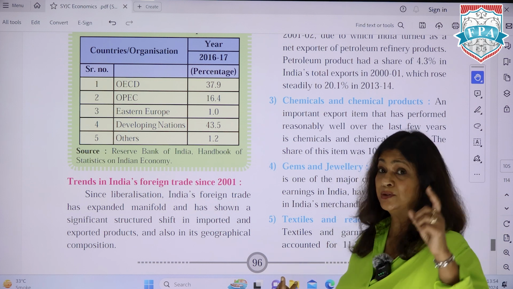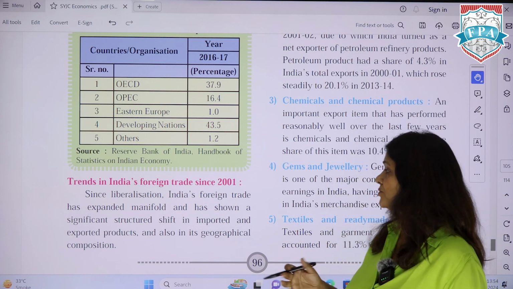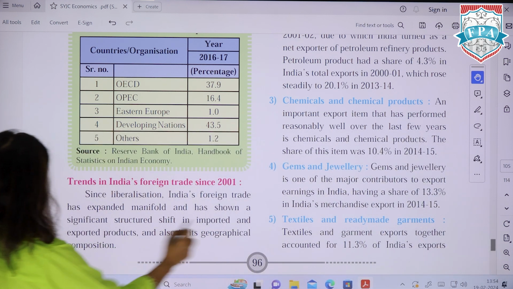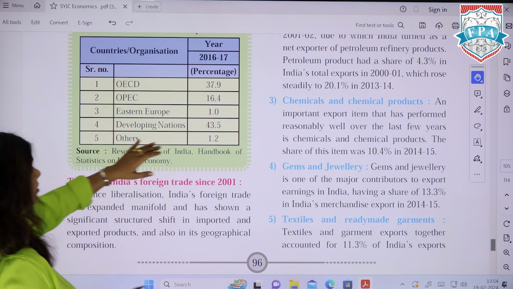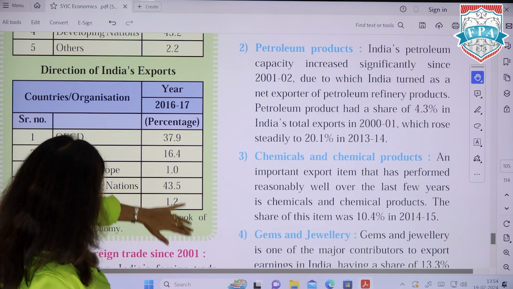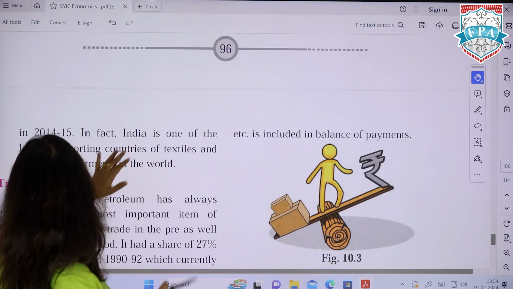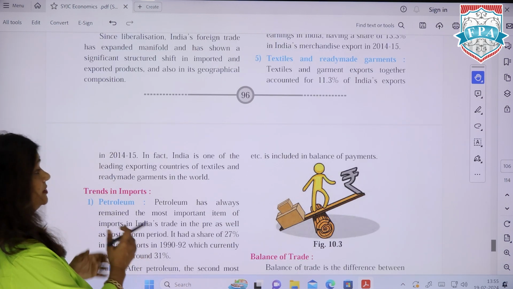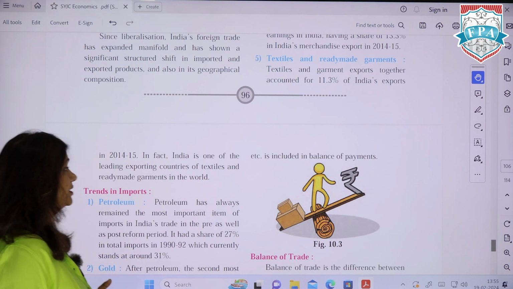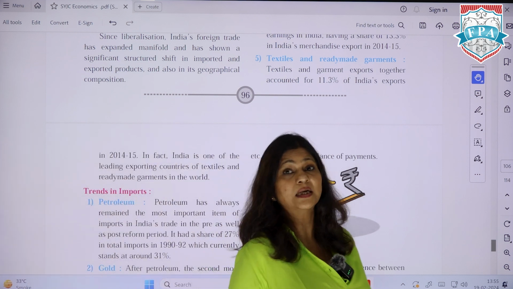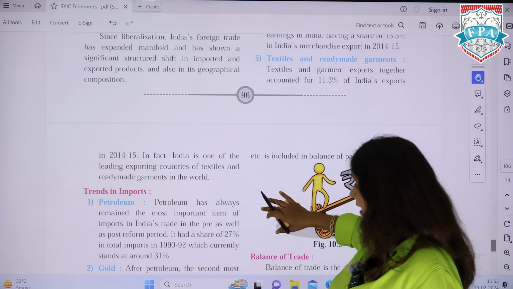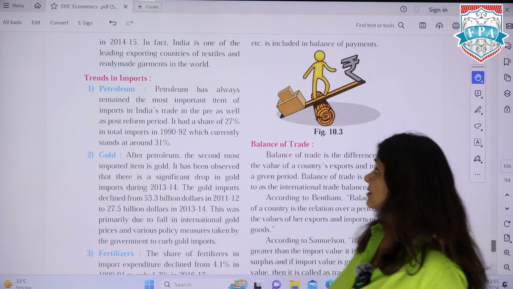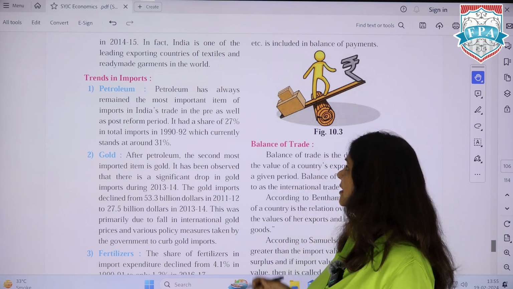Trends in Indian foreign trade, kya changes aaye hain since 2001? So they're saying that there's a significant structured shift in imported and exported products and also its geographical composition. So India now can be considered as one of the leading exporting countries of textiles and ready-made garments across the globe. Import mein the trend is petroleum has always remained the most important item of import in India.